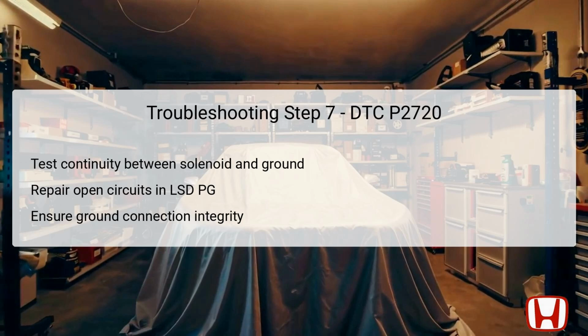If continuity is confirmed, this indicates that the LSD-PG wire is functioning properly, allowing signals to pass through effectively. Conversely, if there is no continuity present, it suggests an open circuit in the LSD-PG wire, or it may indicate a poor ground connection at point G101. Repairing this wiring or securing the ground connection is essential to mitigate the issues indicated by DTC P2720, as it can lead to improper function of the solenoid.